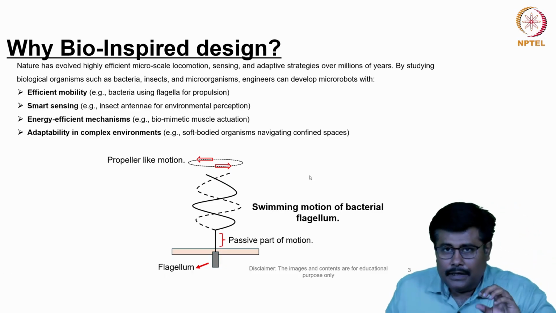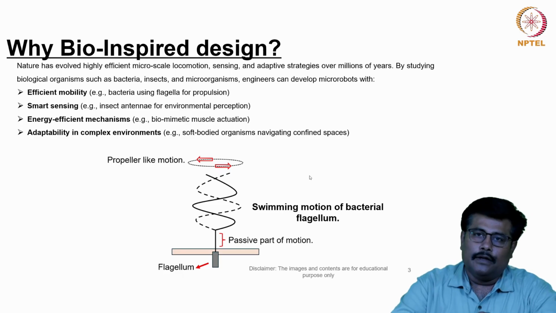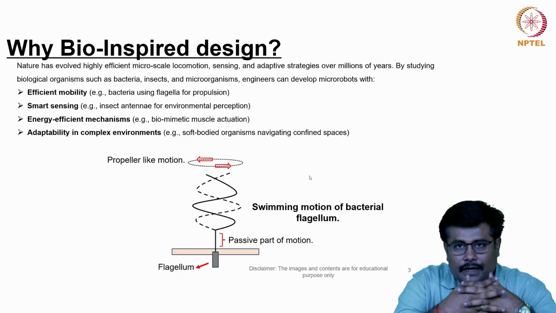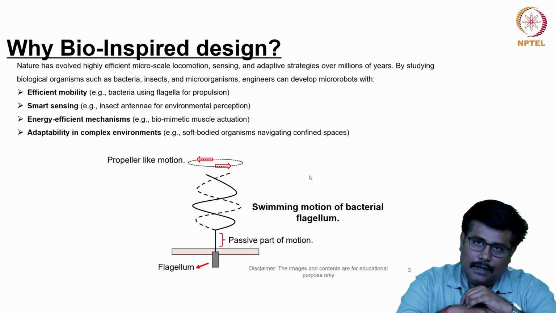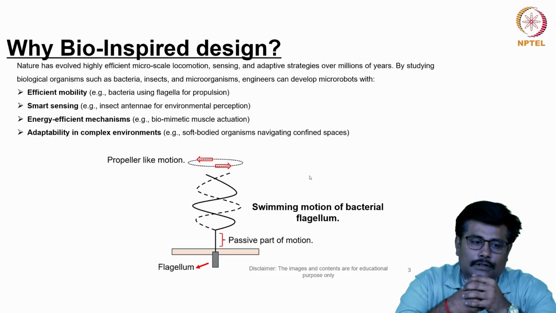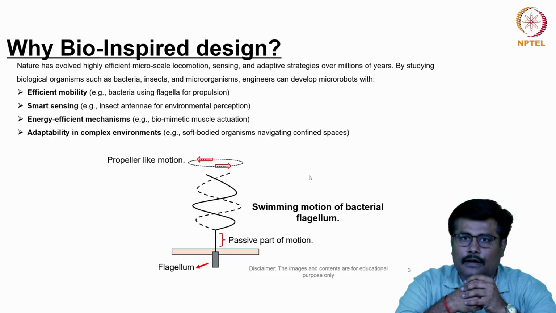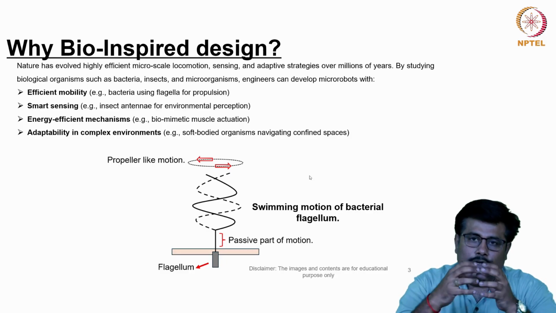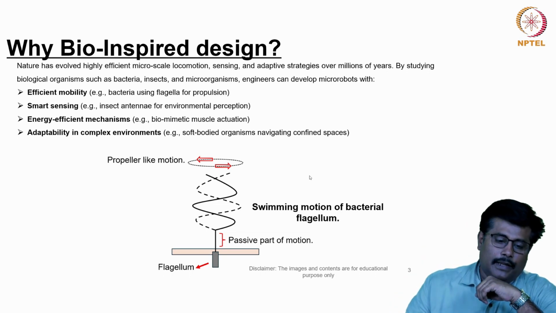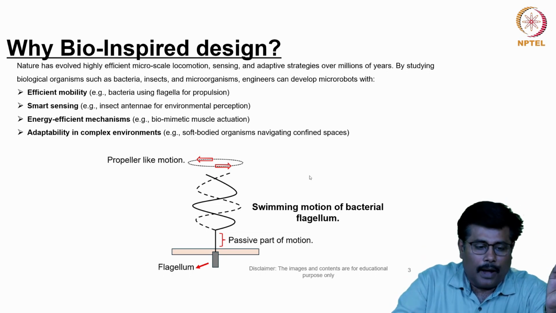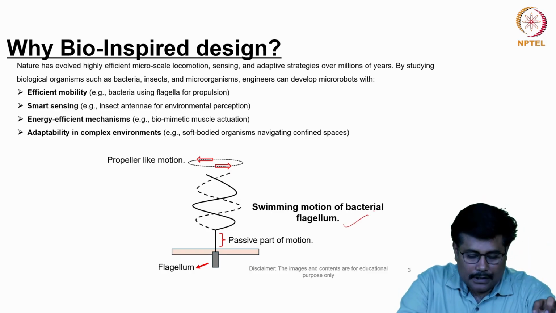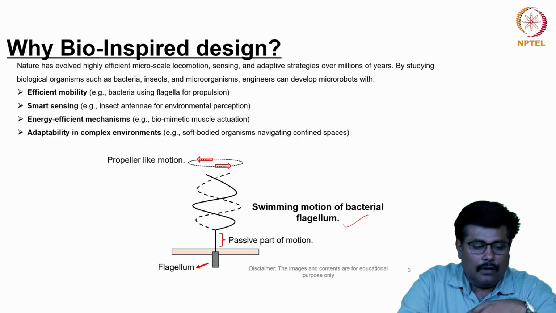Now, what is the need for going for this bio-inspired design? As we have seen, nature has evolved highly efficient microscale locomotion, sensing and adaptive strategies over millions of years. By studying biological organisms such as bacteria, insects and microorganisms, engineers can develop micro robots, especially with effective mobility. For example, take a bacterium using a flagellum for propulsion. This is a flagellum for propulsion, which is shown here in this figure.